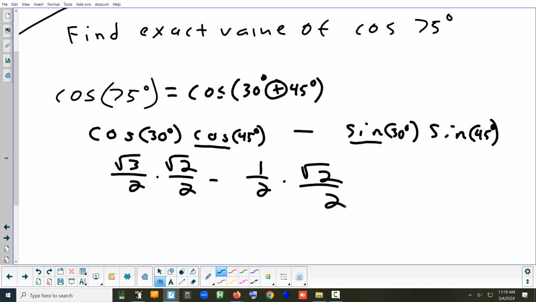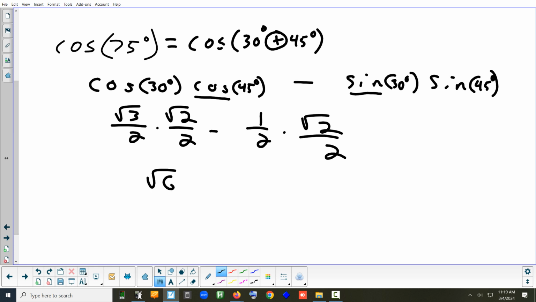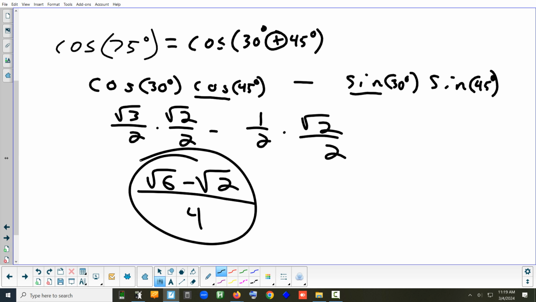Now, you might notice that when you work with the 15s and you're doing sine or cosine, a lot of times it ends up with a root 6, a root 2, and a 4. Sometimes it's plus, sometimes it's minus, but it's always a root 6, a root 2, and a 4. So this is root 6 minus the square root of 2, and the common denominator this time, 4. And that's it. That's how you find the cosine of 75. Any questions on that?